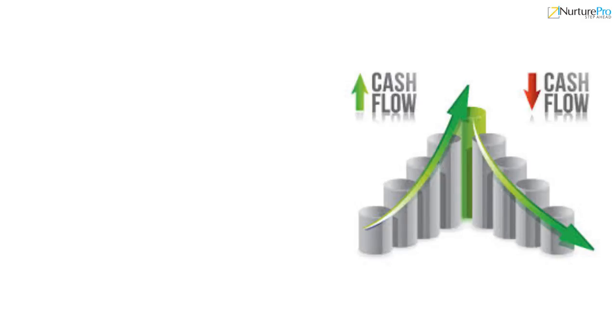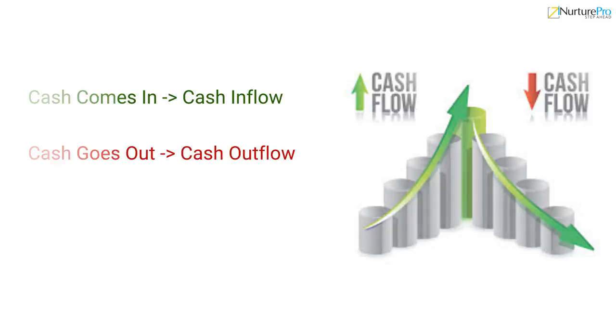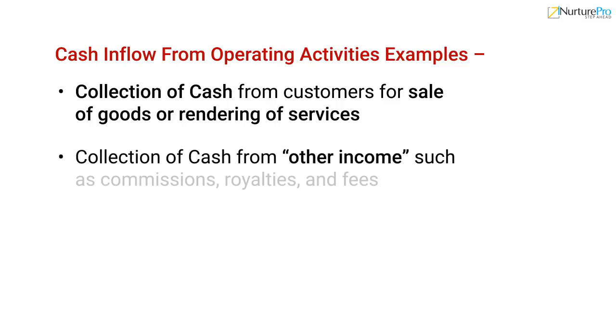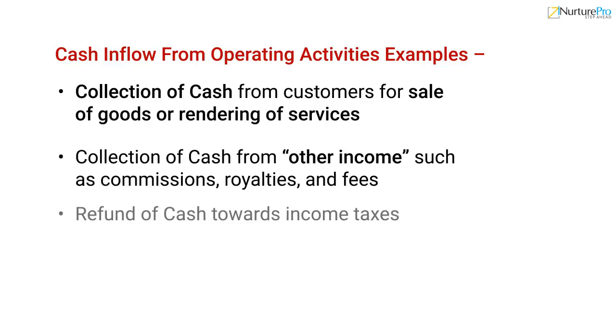Hope you would recall that the cash that comes in is called cash inflow and the one that goes out is called cash outflow. Examples of cash inflows from operating activities are collection of cash from customers for sale of goods or rendering of services, collection of cash from other income such as commissions, royalties, and fees, and refund of cash towards income taxes.